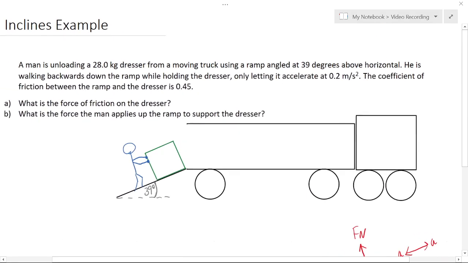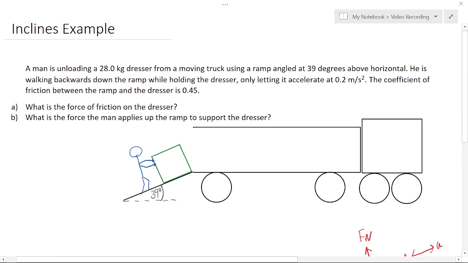Okay, let's go back to our problem. A man is unloading a 28 kilogram dresser from a moving truck using a ramp angled at 39 degrees above horizontal. He is walking backwards down the ramp while holding the dresser, only letting it accelerate at 0.2 meters per second squared. So he's walking backwards and he's letting the dresser speed up a bit, but not a lot. He's letting it just gradually speed up a tiny bit as he backs down the ramp. So he's controlling the speed of the dresser.